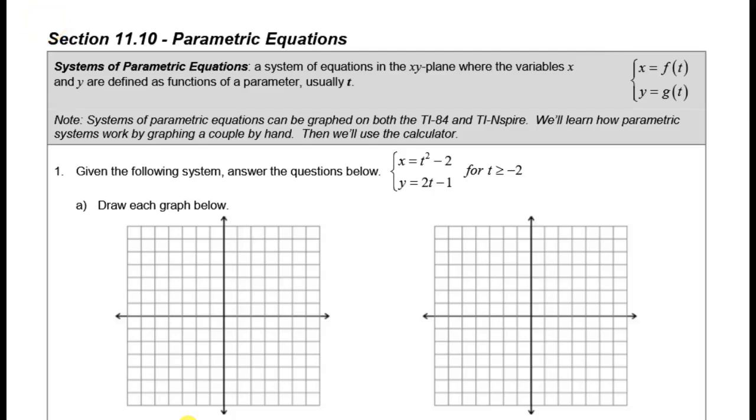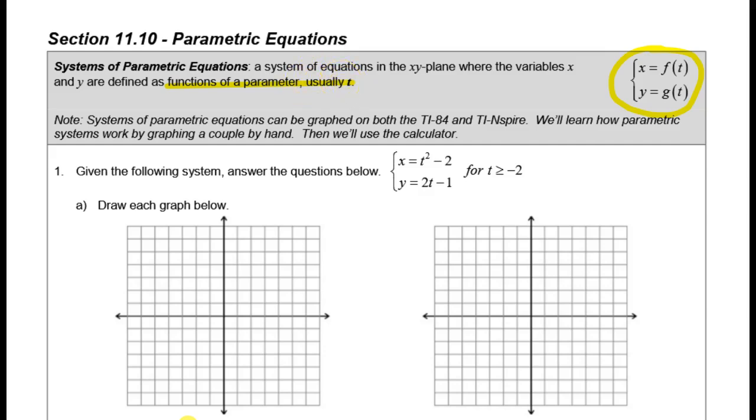Section 11.10, parametric equations. Let's start with a definition. Systems of parametric equations are a system of equations in the xy plane where the variables x and y are defined as functions of a parameter, usually t. And this notation you can see over here. So a system of parametric equations would look like x equals some function of t and y equals some function of t.